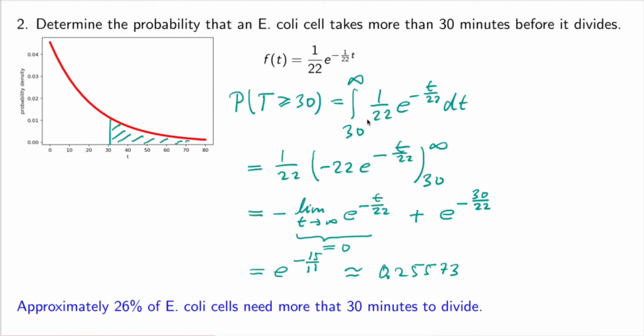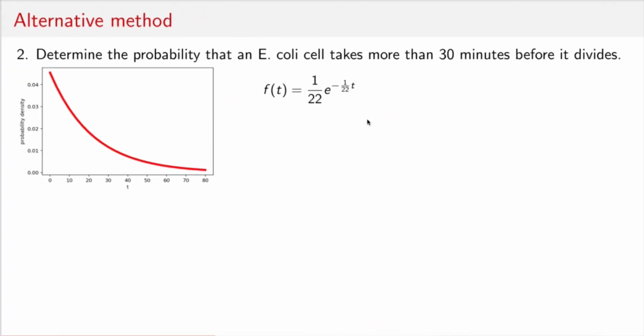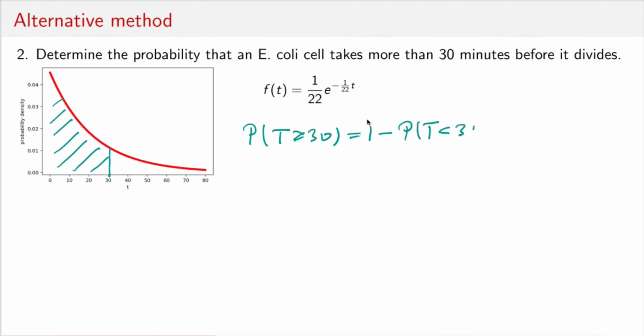Now for this part, there's an alternative way to compute it, which I'd like to show very quickly here. So we do the 30 again. We want to know the probability to divide after 30 minutes. What we can do is compute the probability to divide within 30 minutes first, and then subtract it from 1. So what I said is P of t larger or equal 30 is 1 minus P of t less than 30. And the reason is that this area and the area I computed before together give 1, because the integral under the curve is always 1.